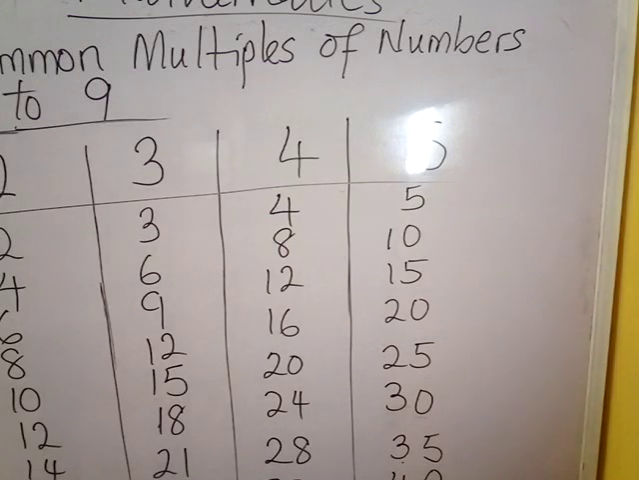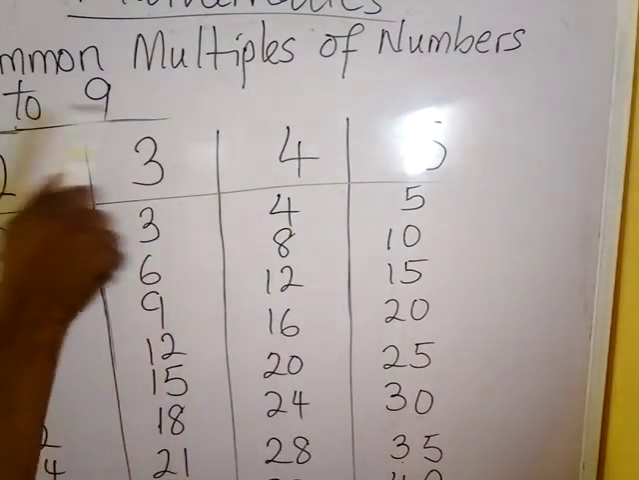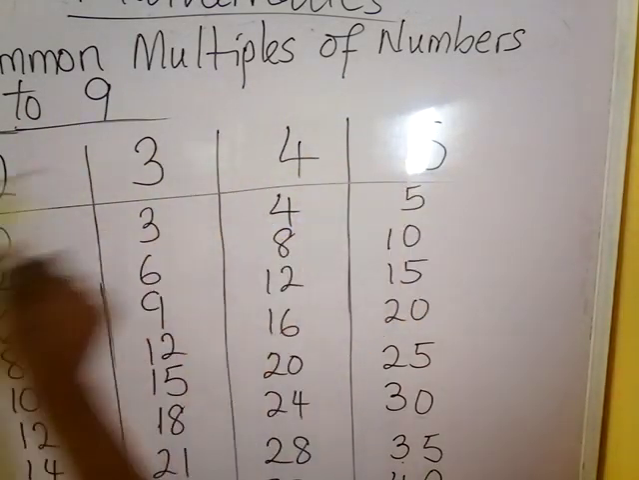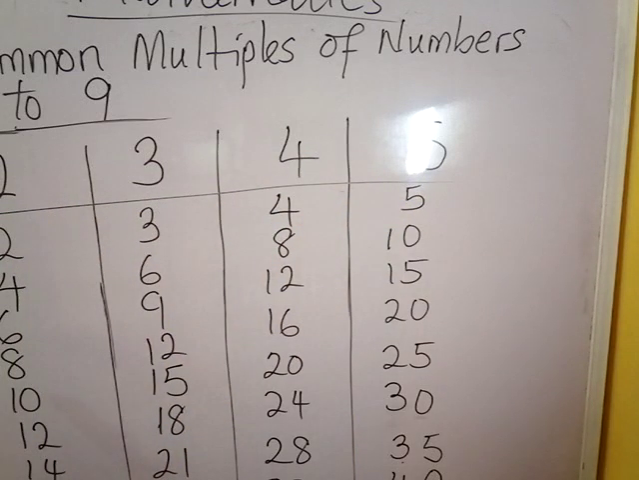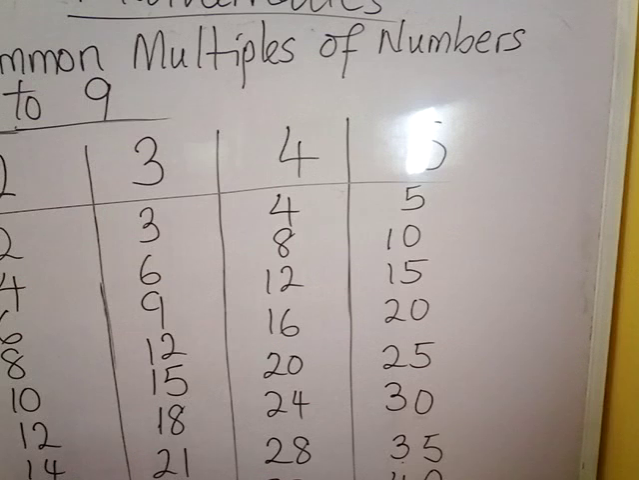So what are we supposed to do here? Remember, we're looking for the common multiples of numbers up to 9. So if we want to consider these four numbers together, we will have to look for that one number that we can find in 2, find in 3, find in 4, find in 5. So any number we see across these 4 columns is a common multiple of 2, 3, 4, and 5.